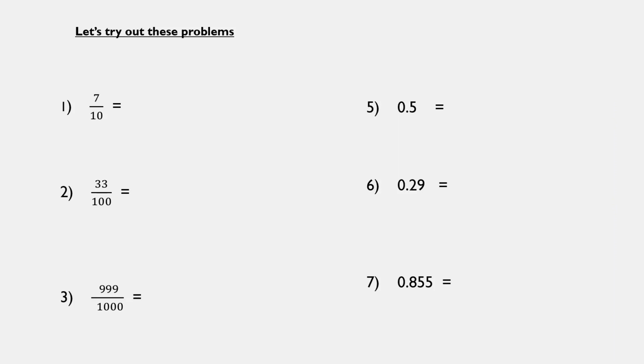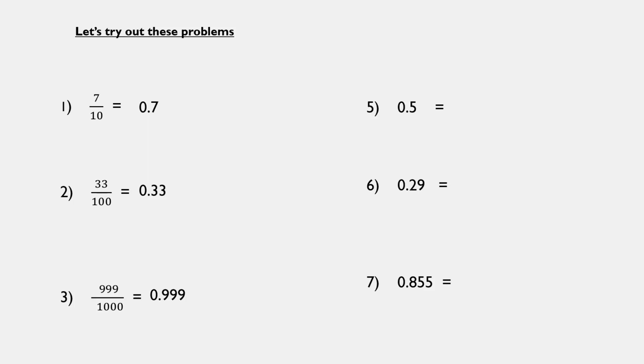Now let's try out some problems. First question, what is 7 by 10? Yes, it's 0.7. What is 33 by 100? Yes, it's 0.33. Then what is 999 divided by 1000? Yes, 0.999. Similarly, I have given the decimal form. You have to convert it into fraction form.